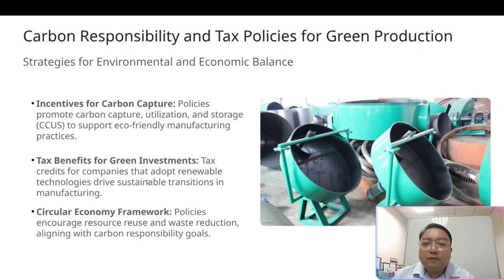Tax benefit for green investment: tax credit for companies that adopt renewable technologies to have a sustainable transition in manufacturing. Malaysia also has this tax benefit. And circular economy frameworks: policies encourage resource reuse and waste reduction, aligning with carbon responsibility goals.